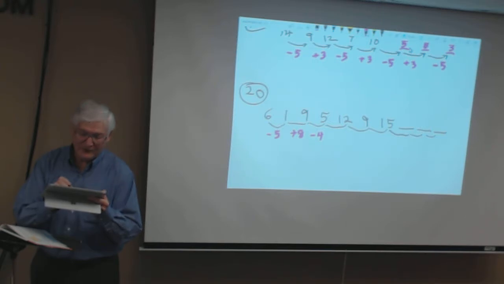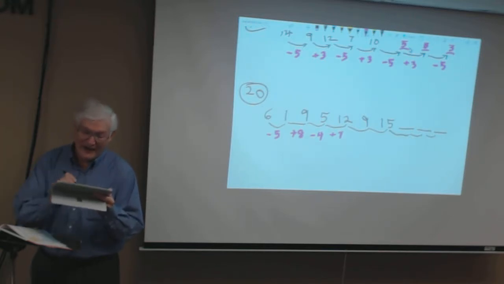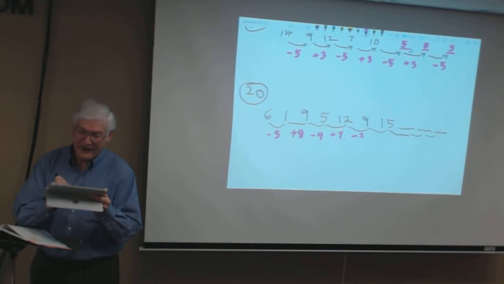How did I get from 5 to 12? You add 7. Do you see a pattern? You say no. Well, let's keep going. How do I get from 12 to 9? Subtract 3. Minus 3. How do I get from 9 to 15? You add 6. Plus 6. Now see that? Here's minus 5, minus 4, minus 3.